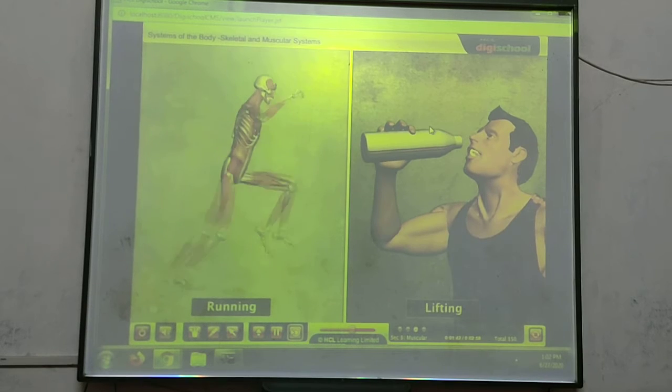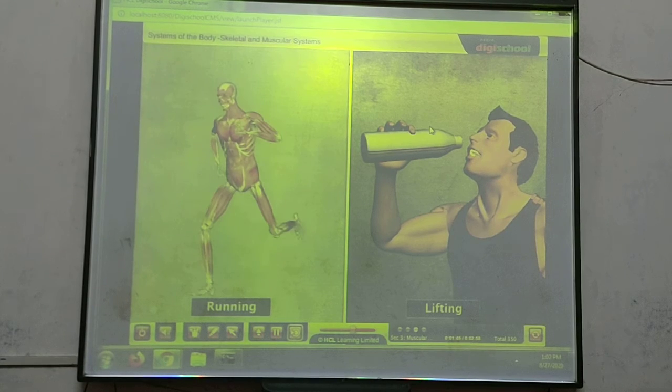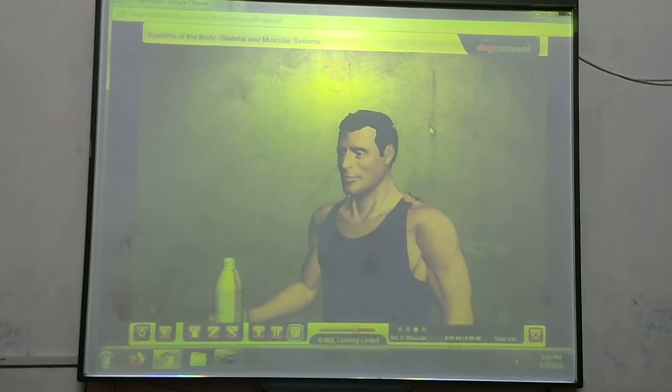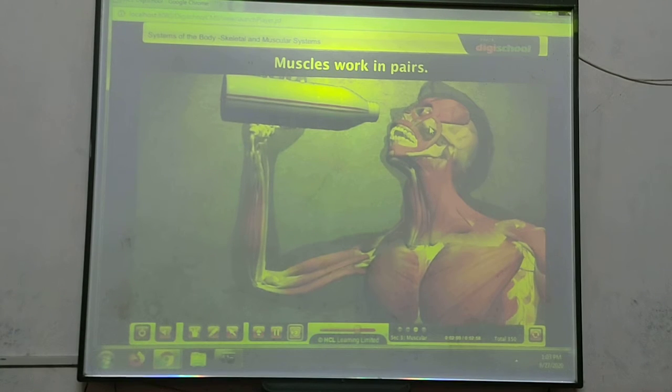We can control some movements such as running and lifting. The muscles used for these movements work only when we specifically tell them to. Muscles can only pull. They cannot push, so they work in pairs for any movement to take place.